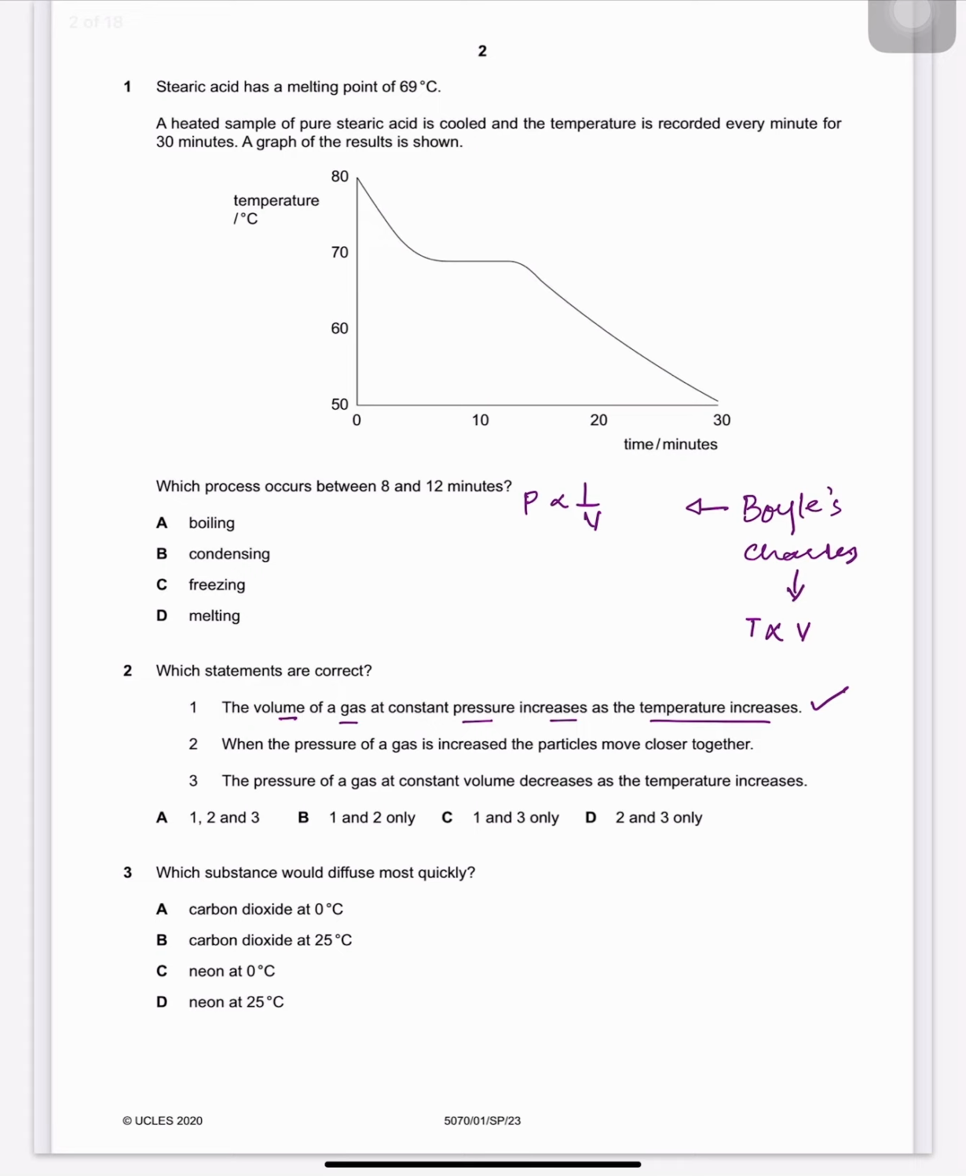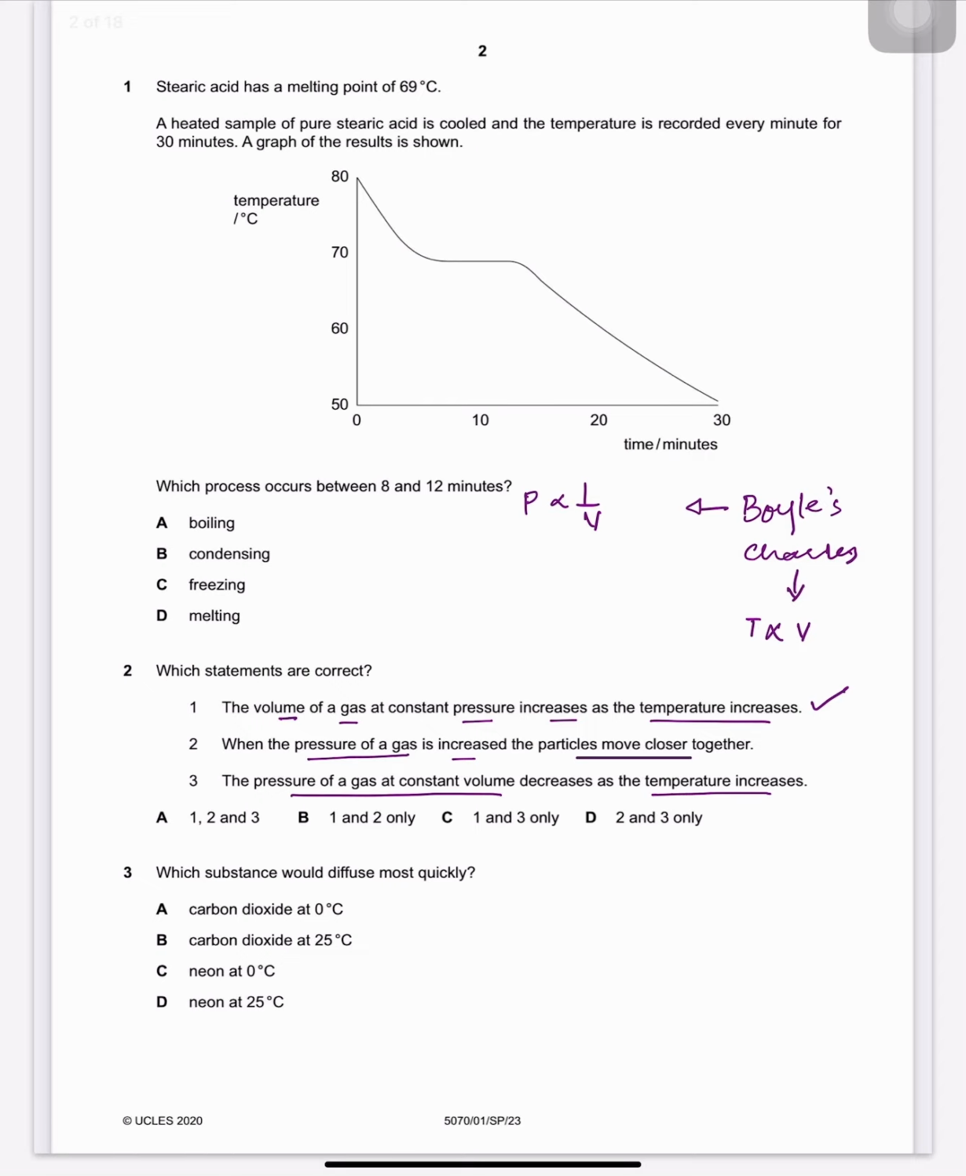Now the statement number two: when the pressure of a gas is increased, the particles move closer together. Yes, when we increase the pressure, obviously the particles will come closer together. So two is correct as well. Okay, let's read number three. The pressure of a gas at a constant volume decreases as the temperature increases. No, we cannot say that.